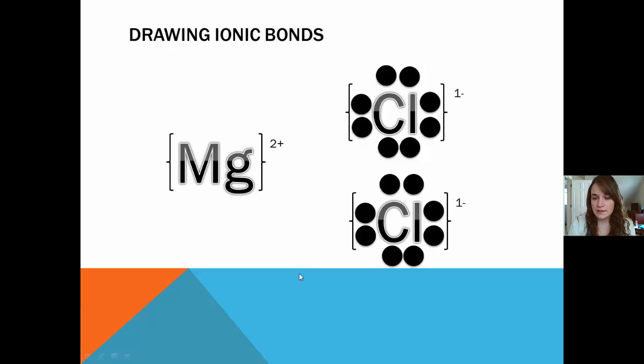This is how you draw an ionic bond. So basically you have the Lewis structure with any extra or missing valence electrons. You put it in a bracket and put the charge.